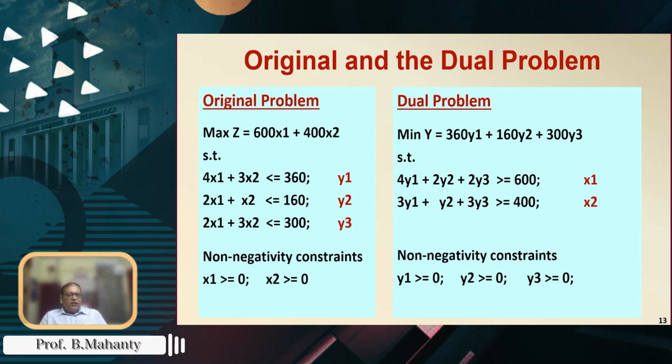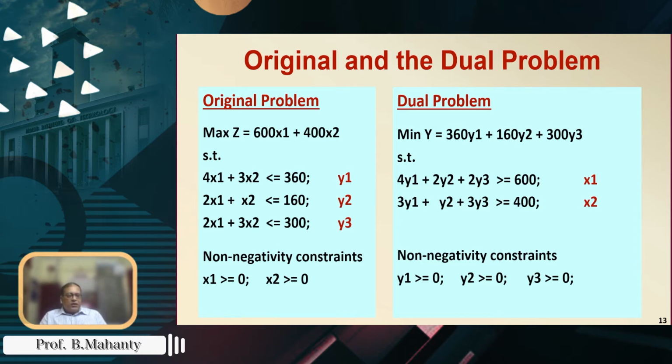So what is the maximization standard form? The maximization standard form has maximization as the objective function. All the constraints are less than or equal to, and the non-negativity constraints are all greater than or equal to 0. So that is the standard form of maximization.